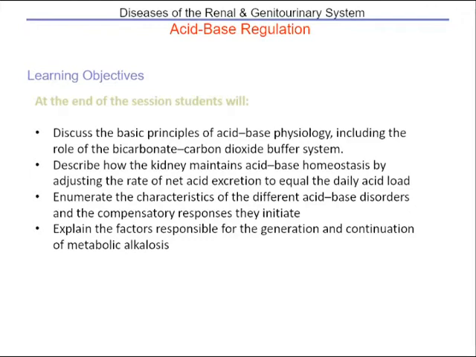describe how the kidney maintains acid-base homeostasis by adjusting the rate of net acid excretion to equal the daily acid load, enumerate the characteristics of the different acid-base disorders and the compensatory responses they initiate. Lastly, to explain the factors responsible for generation and continuation of metabolic alkalosis and acidosis.